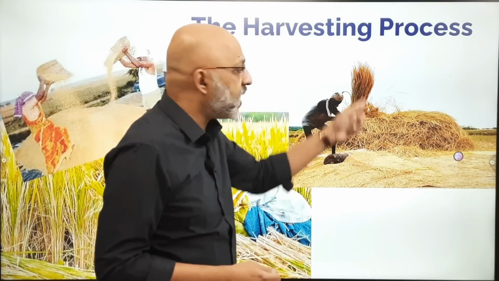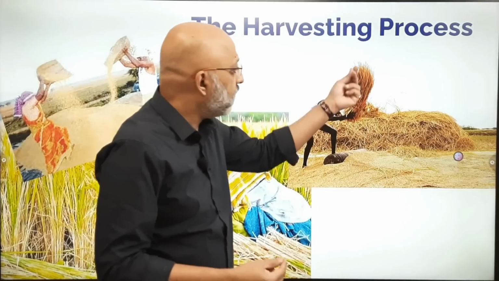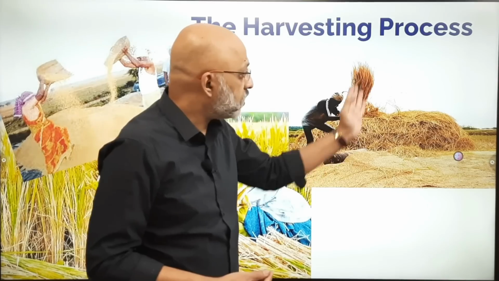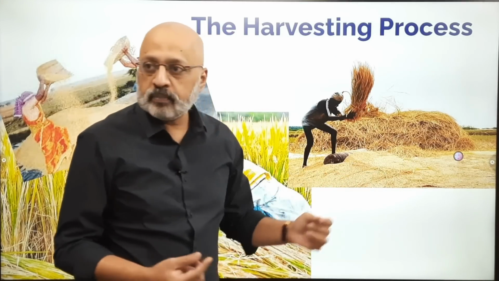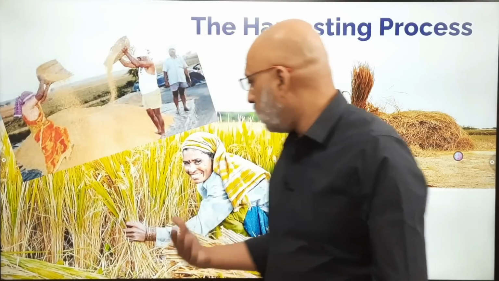So what happens is that when they are beating against it, the grain, जो दाना है, gets separated and accumulated out here, right? So the grains get separated from the rest of the plant, and this is done again in the field itself. All this is not sent to the mills. This is the third part. This is the process of winnowing.